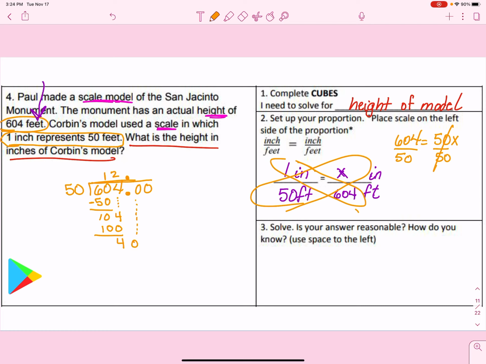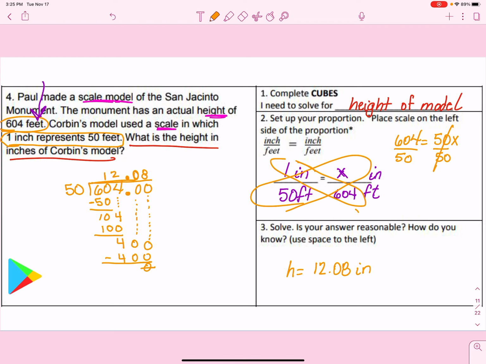50 will not go into 40, and I cannot skip that space. I have to come up here and say, nope, won't do it. Now I can bring down another 0 to 400, and it will go into 400 8 times. So 8 times 50 is 400. Subtract that and get 0. So the height of the model is 12.08 inches.